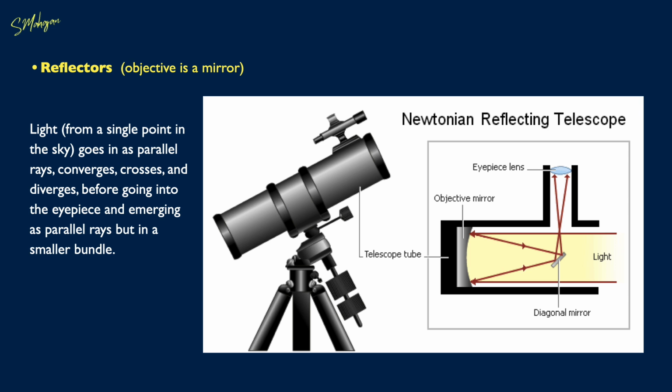Next, we come to reflectors, which are telescopes with the objective as a mirror. Once again, assuming our source to be very distant, the parallel rays entering the telescope are reflected by the mirror, converge, cross and diverge again before going into the eyepiece and emerging as parallel rays which are observed in a smaller bundle.